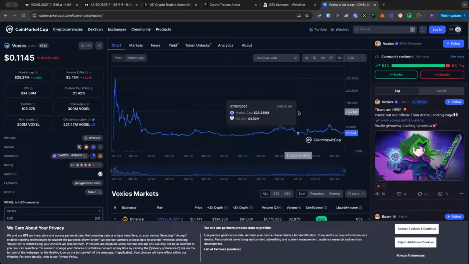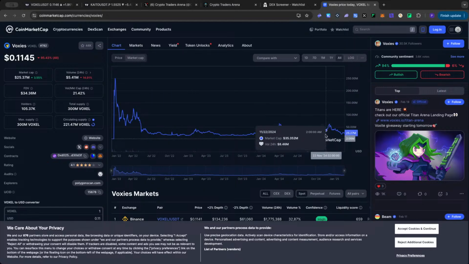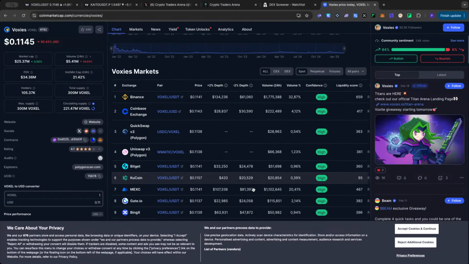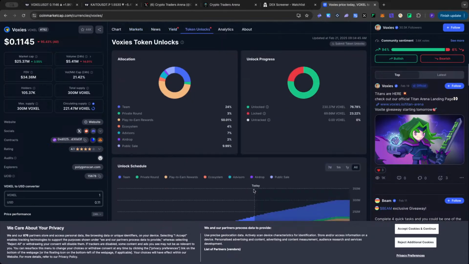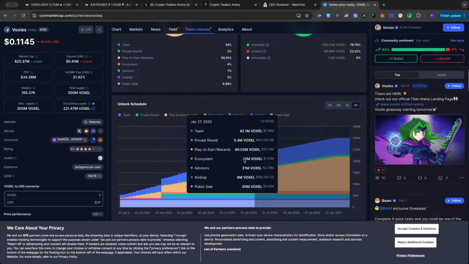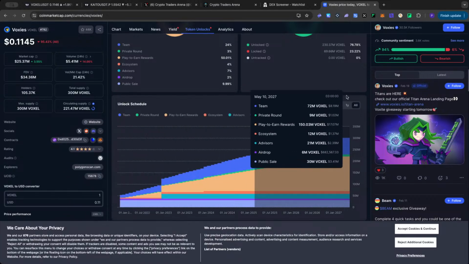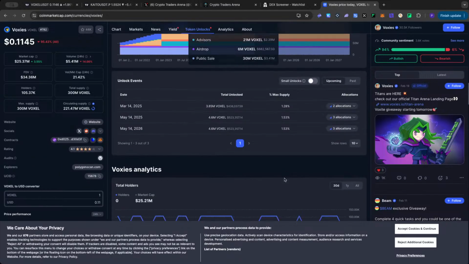Market cap, kind of the same. You can see it's fluctuating a little bit more. That means they are dumping a little bit. Let's see the unlocks. There you go. You can see they are consistently dumping in the market.